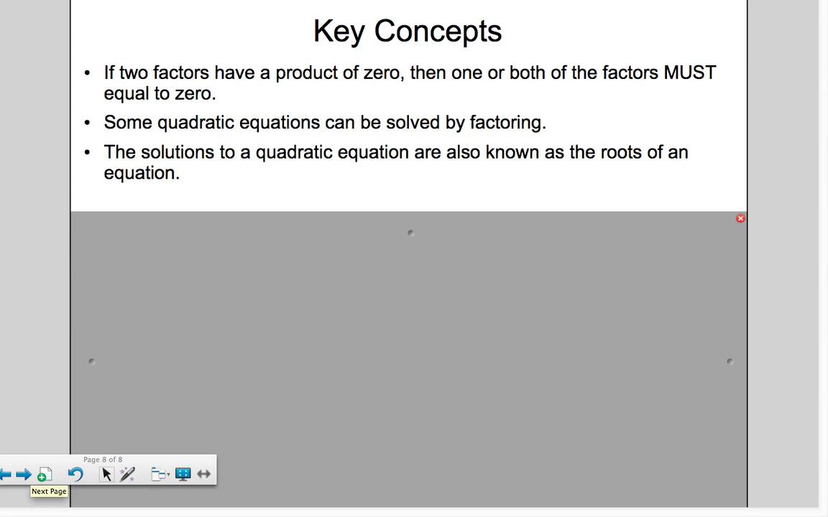If two factors have a product of 0, then one or both factors must equal 0. And I demonstrate that with an actual numerical example, right? If two factors have a product of 0, then one or both must equal 0.